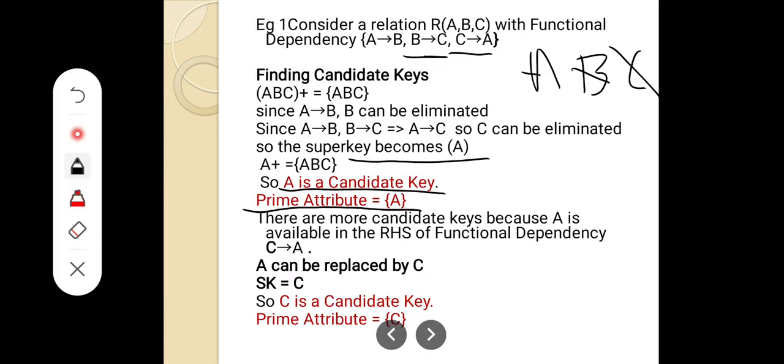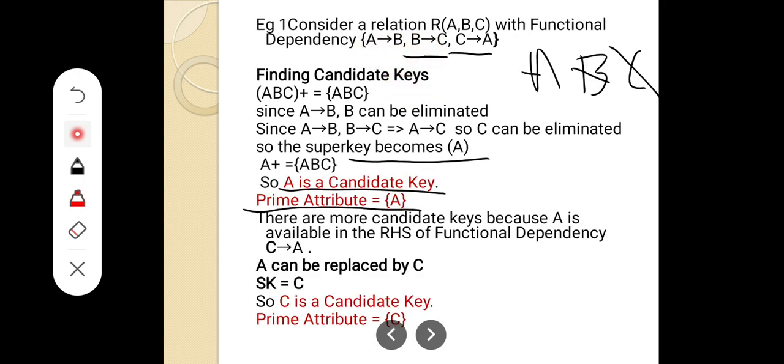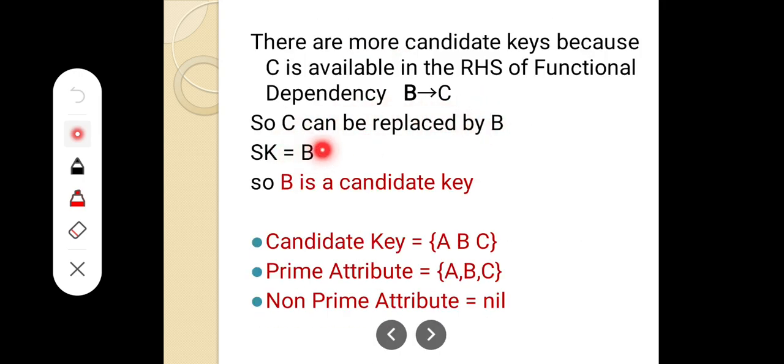Okay, so that means that B determines C, so C can be replaced with B. There are more candidate keys because C is available in the RHS of the functional dependency. So the new super key is B. So B is a candidate key.